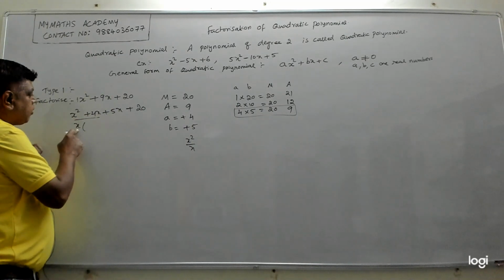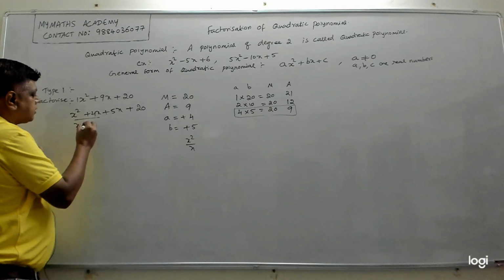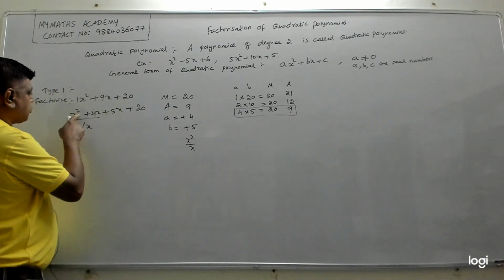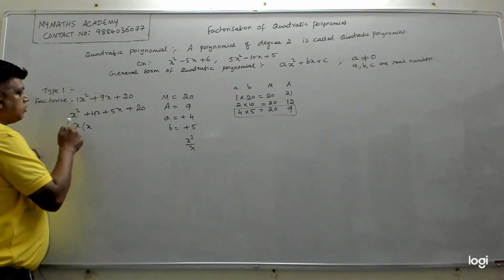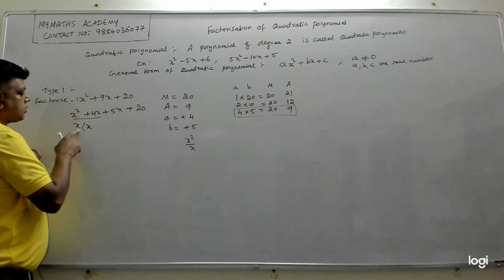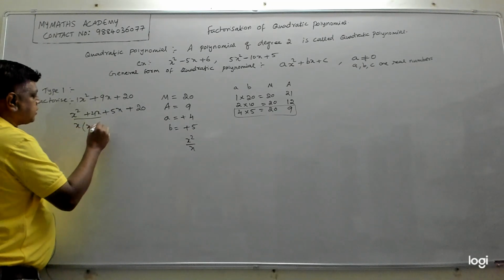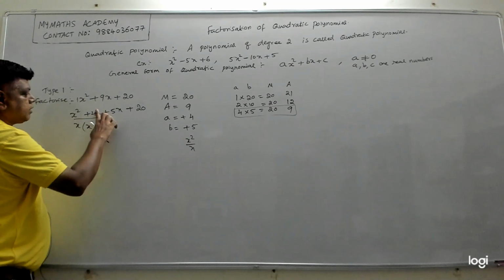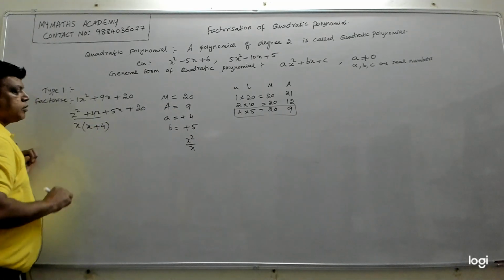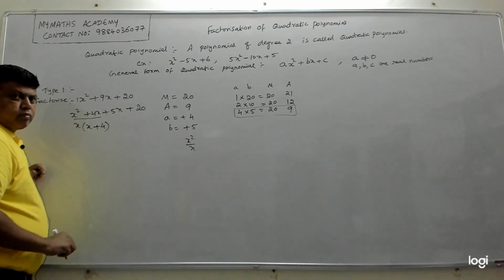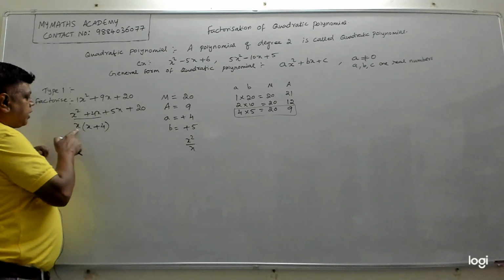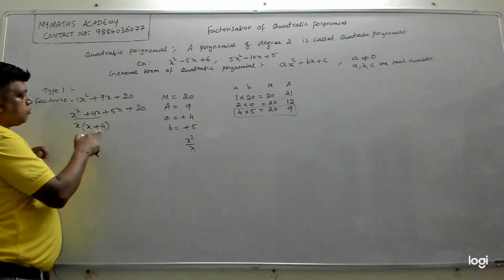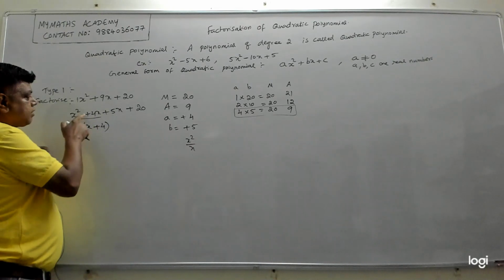If I take X common, what will I get? This X square will become X. Or you can take this X square and divide by this X, the one that we have taken common. So these two terms, we are taking X common. So X square will become X plus, in this 4X we have taken X, then it will become 4. And close the bracket. So if you multiply X into X, you will get X square. Now X into plus 4, you will get plus 4X. You get back the same thing.